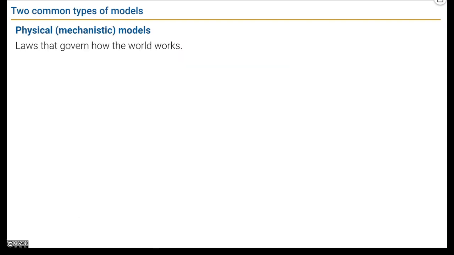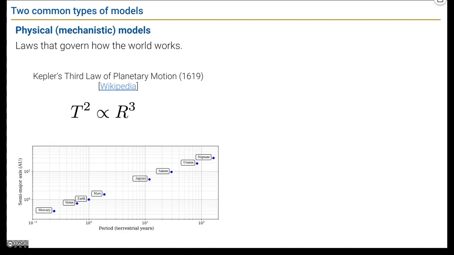There's lots of different types of models, but two common types I'm going to differentiate between are physical mechanistic models and what we're calling statistical models. By a physical or mechanistic model, I don't mean that it has to be related to some actual physics or something that you can physically see, but more that we have an understanding of the mechanism behind what's driving the data.